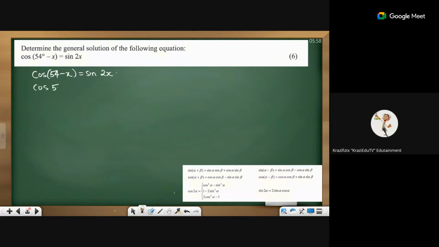cos(54 minus x) will be equal to, I bring in cos, this becomes cos(90 minus 2x). Ready, now this is my reference angle. Working with a positive value, all right, cos is positive in quadrant 1 and quadrant number 4. In quadrant 1, it is reference angle, and in quadrant 4 it is 360 minus the reference angle.